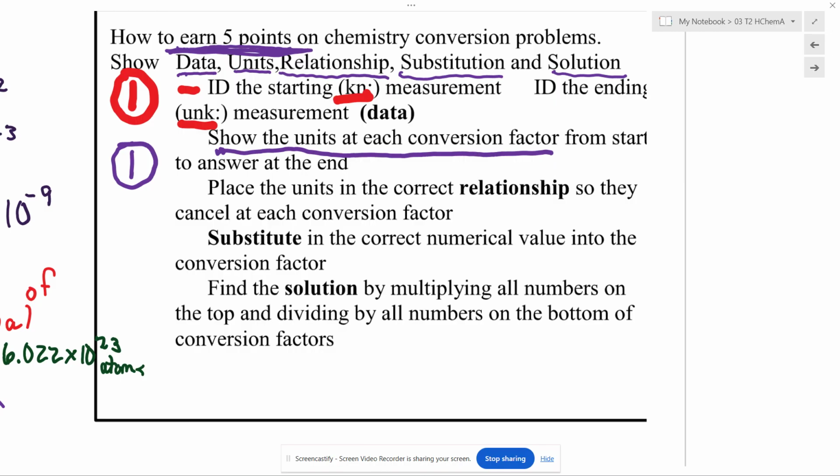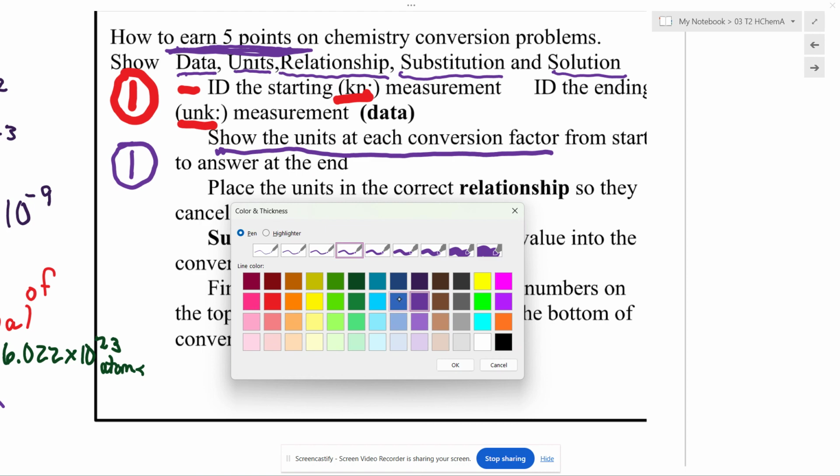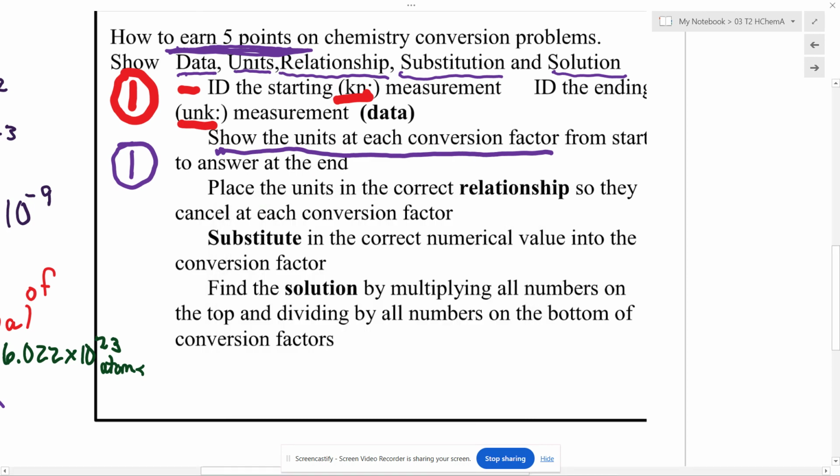Then there's another thing here, and that is putting the units in the right relationship with the right conversion factor, so the units cancel each other in the conversion factor. We're going to look at this in some examples, but that earns you a third point.